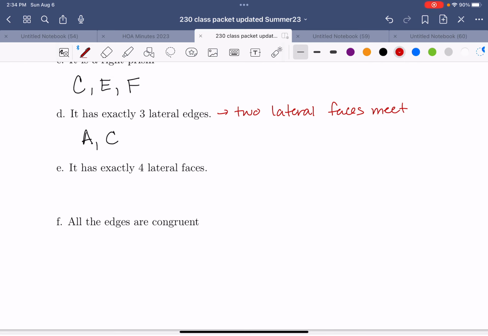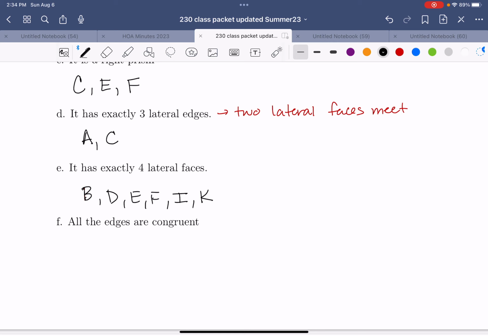4 lateral faces. We're going to skip over A and C because they had 3. But B has 4 lateral faces. D does as well, as does E and F. Okay, each of those have bases that are 4-sided. We're going to skip G, has 5, and H doesn't have lateral edges, but I does. J has way more than that, but K actually does have 4 lateral faces. Those trapezoids each meet in a lateral edge.